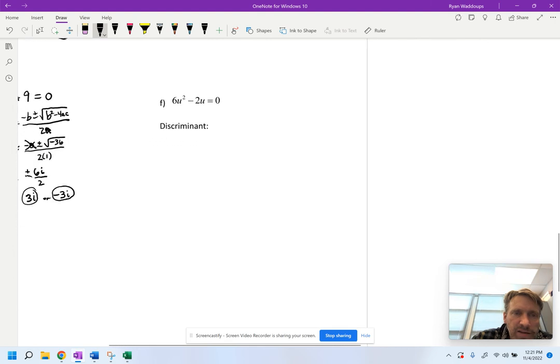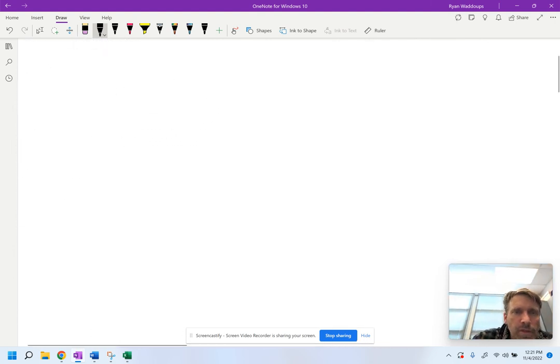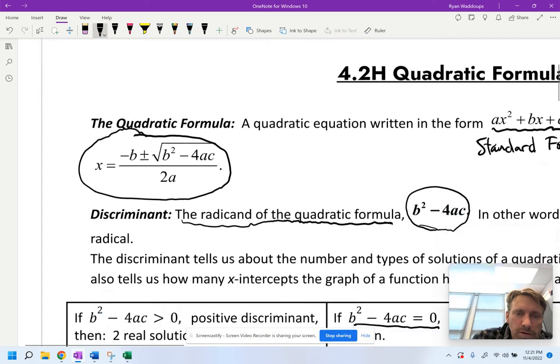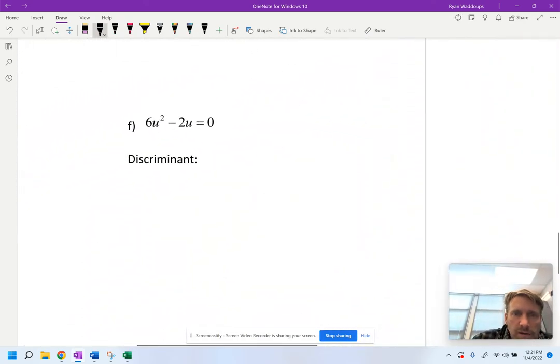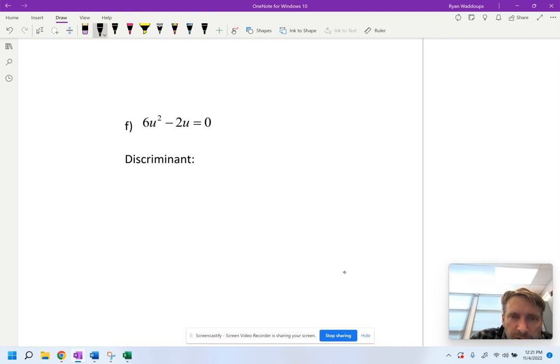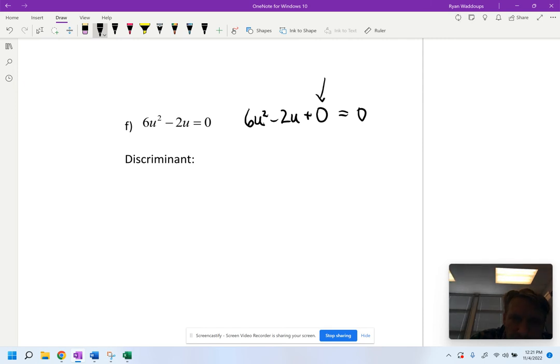All right, finally, F. Let me get back to where we were at. I'm going to rewrite this as 6u squared minus 2u plus 0 equals 0. And I added this plus 0 on there so that we know what C is. So A equals 6, B equals negative 2, and C equals 0.